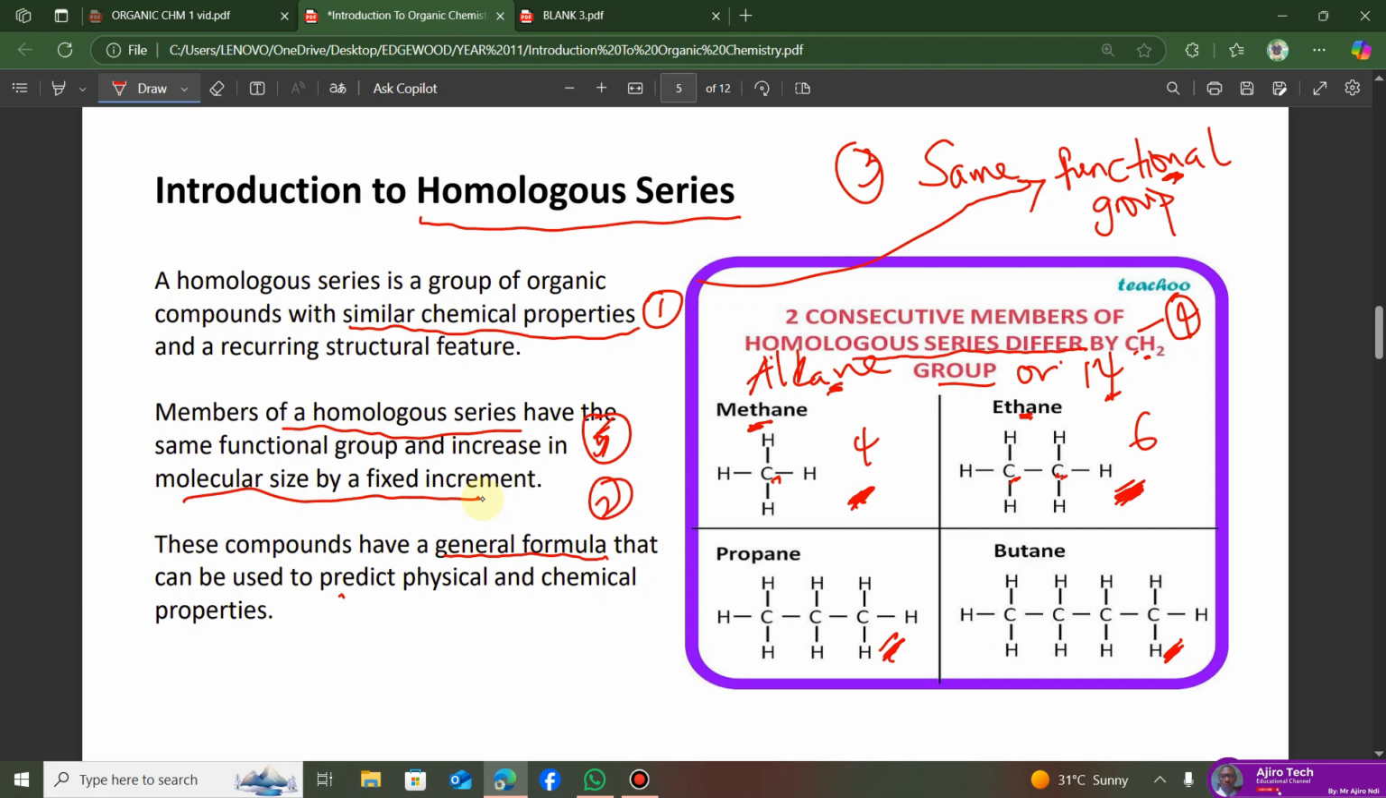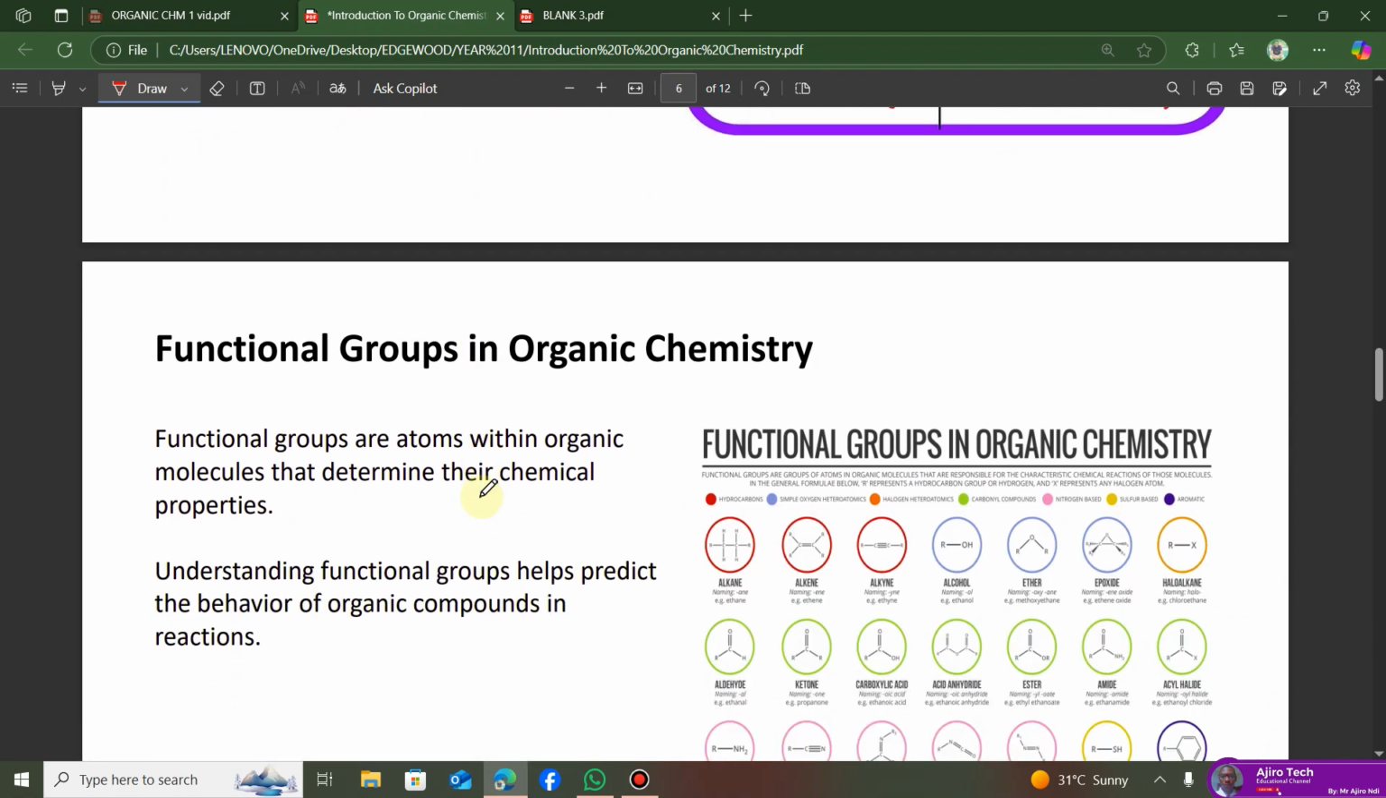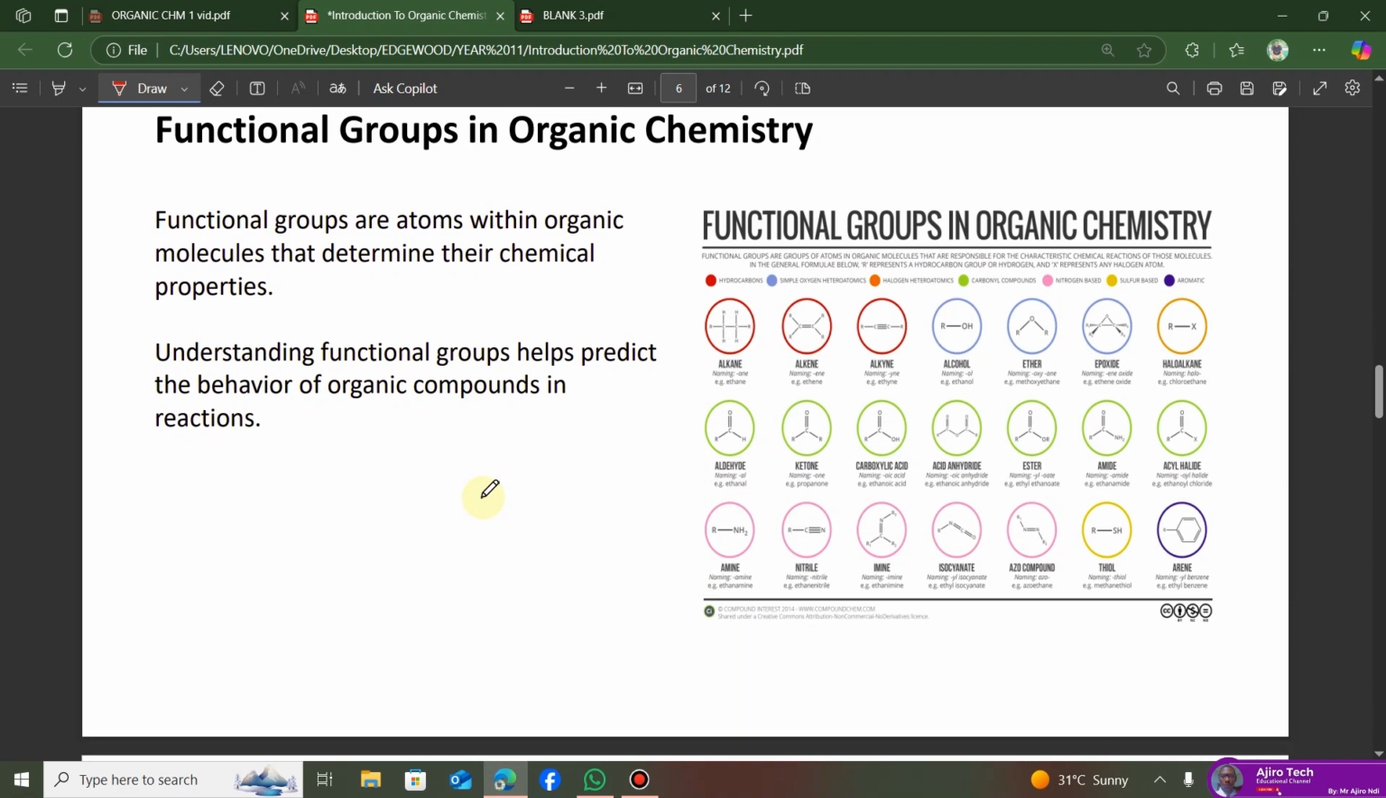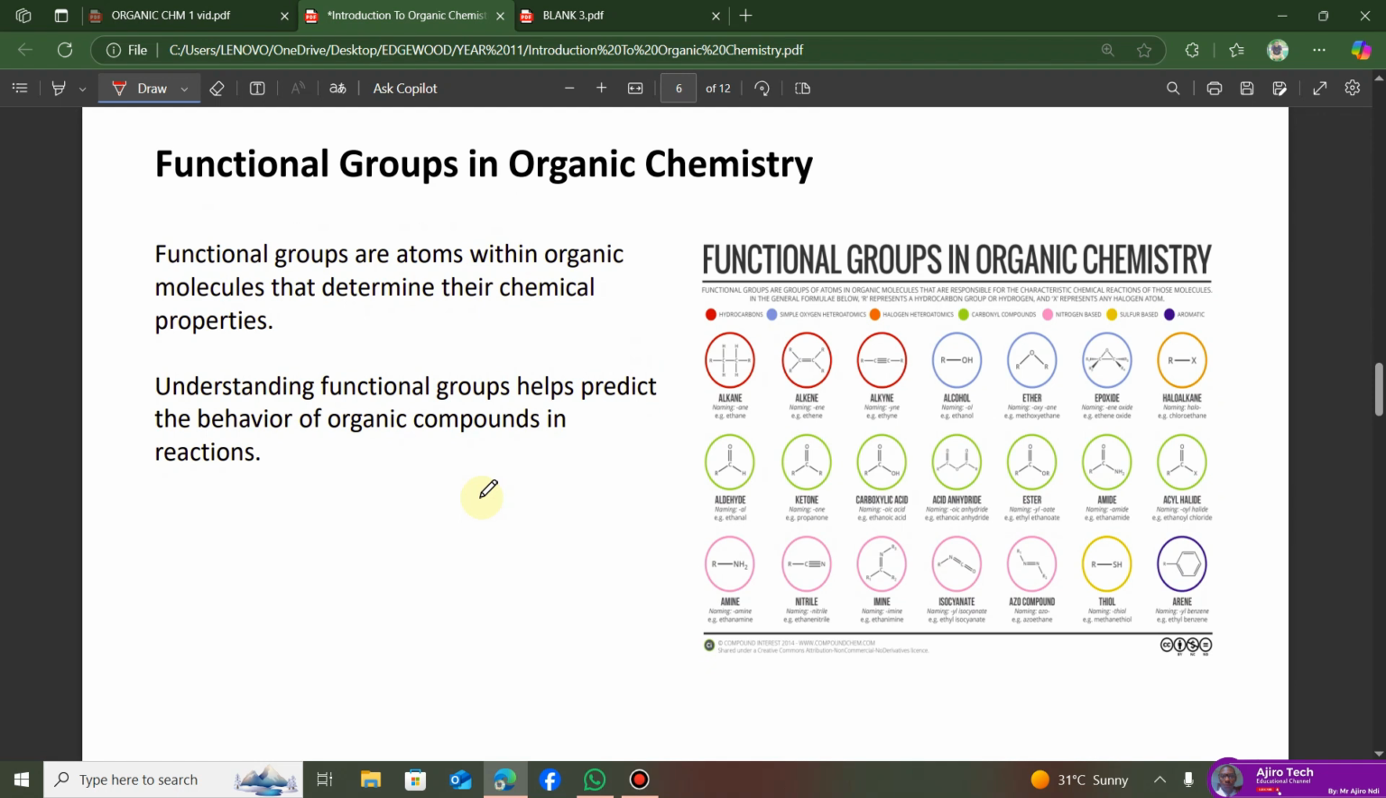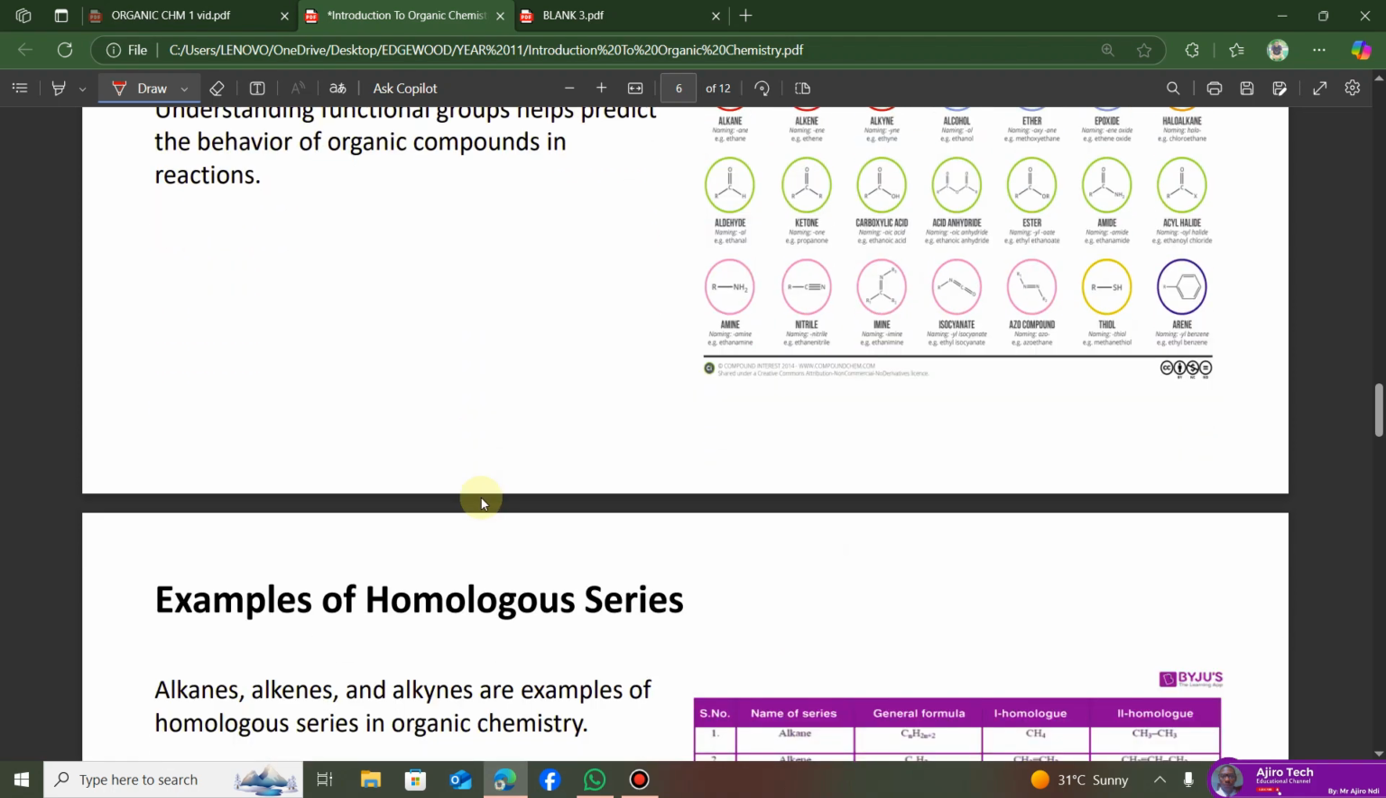All right, so let's go to the next point. The next point talks about functional group, which I already mentioned earlier: a functional group is simply an atom or group of atoms that determines the chemical properties. So if you look at a member of the family, there is something in them that makes them behave in a similar way. That thing is called the functional group. That is very important in understanding homologous series. The chemical properties are a function of the functional groups that are present in these compounds.